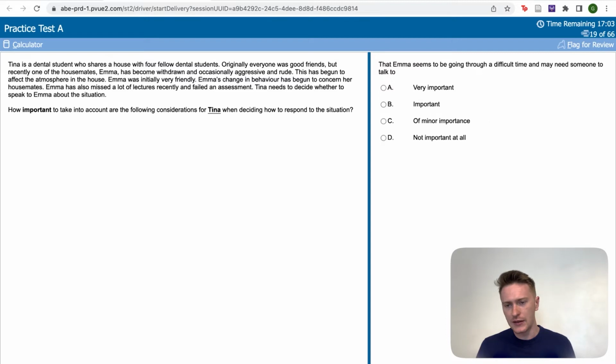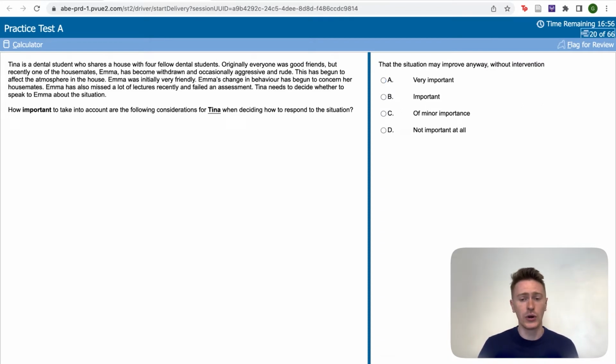So it's worth considering all of that and not being too judgmental in these ones. Emma seems to be going through a difficult time and may need someone to talk to. That's very important, I think, at least, because it may be that you can defuse the situation just by talking to her. The situation may improve anyway without intervention.